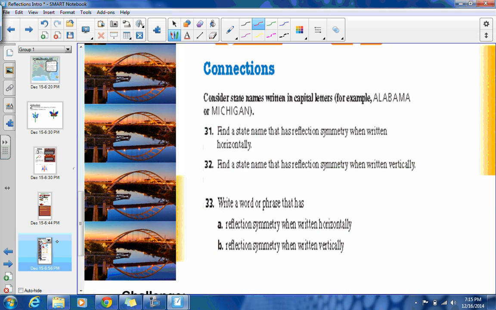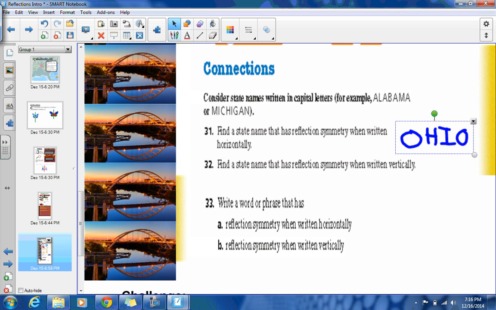The last one is consider some state names written in capital letters. Now, you have to look up some of the state names, but we want to see if there's any reflection symmetry going left to right, or if you write it up and down. And I can think of one, and maybe you can think of some more. But if you write the word Ohio, there would be a line of symmetry. This would actually work both ways. Written horizontally, there would be a line of symmetry like this.